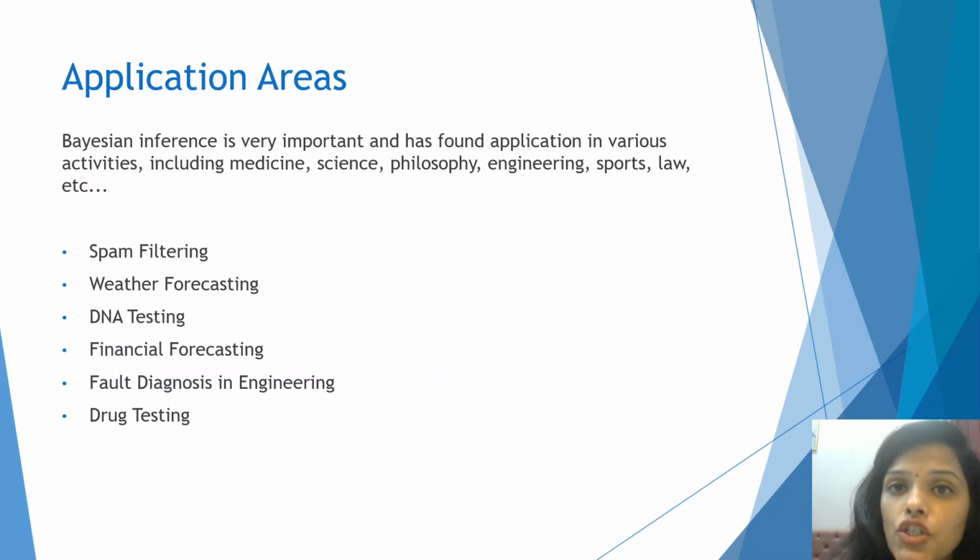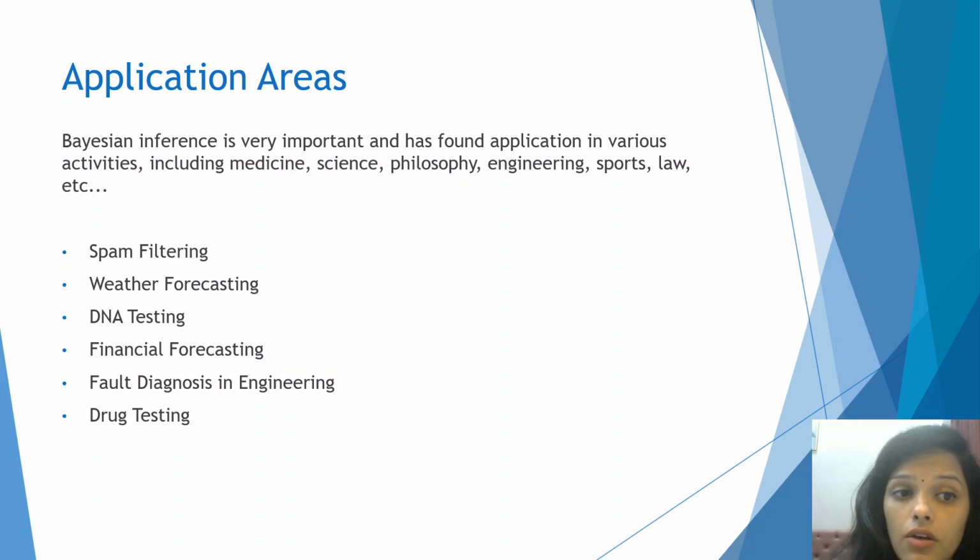Let's get into the application areas of Bayes theorem. Bayes theorem is very important and has found applications in various activities including medicine, science, philosophy, engineering, sports, law, etc. I have mentioned a few of them, like spam filtering. Bayes theorem can be used to find out which mail is considered spam based on certain words which we are already aware are generally found in spam emails. So you can filter out all the unwanted emails based on that. Here we can use Bayes theorem.